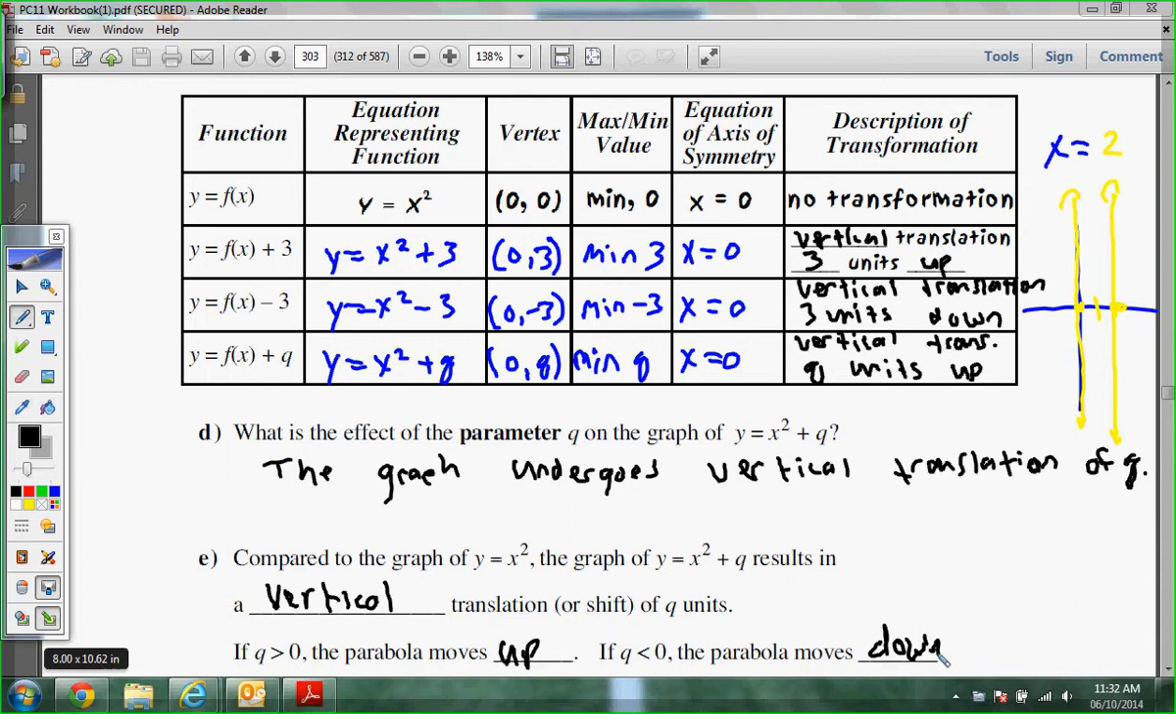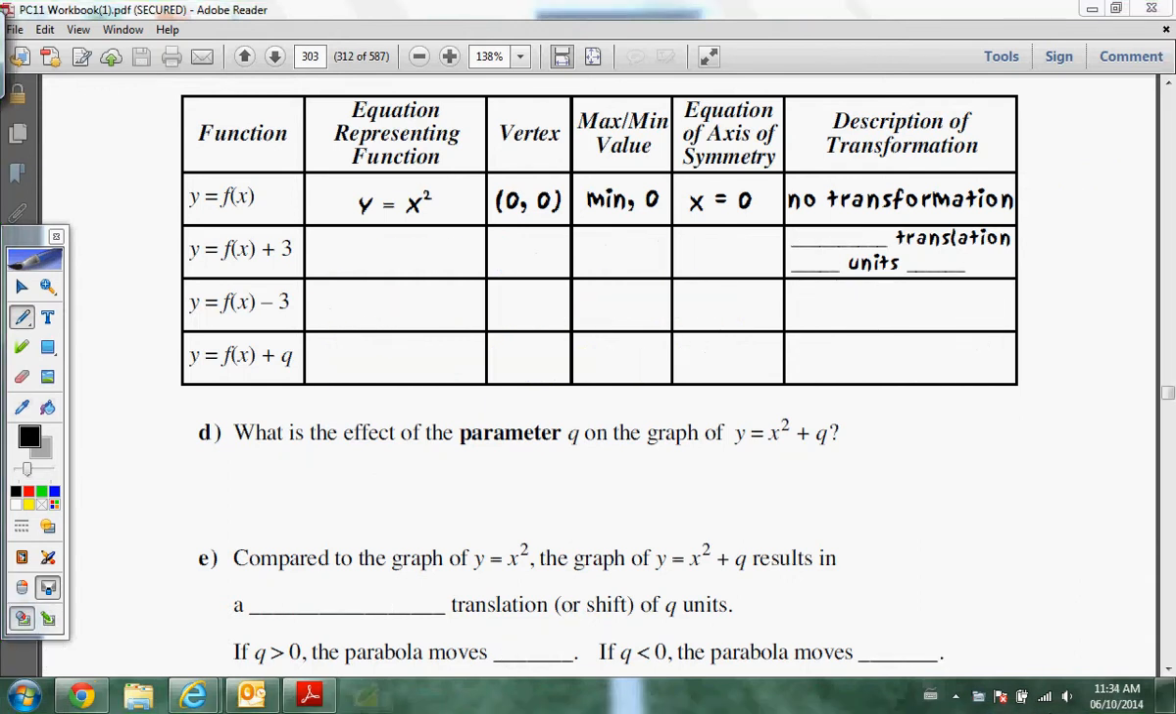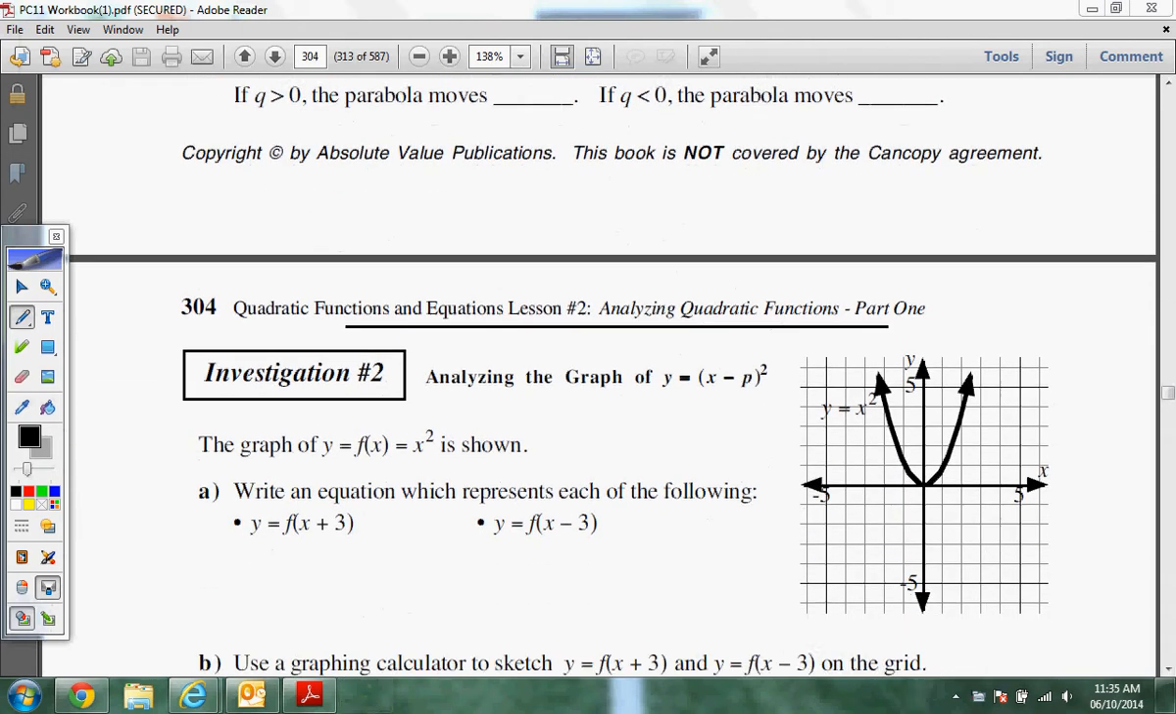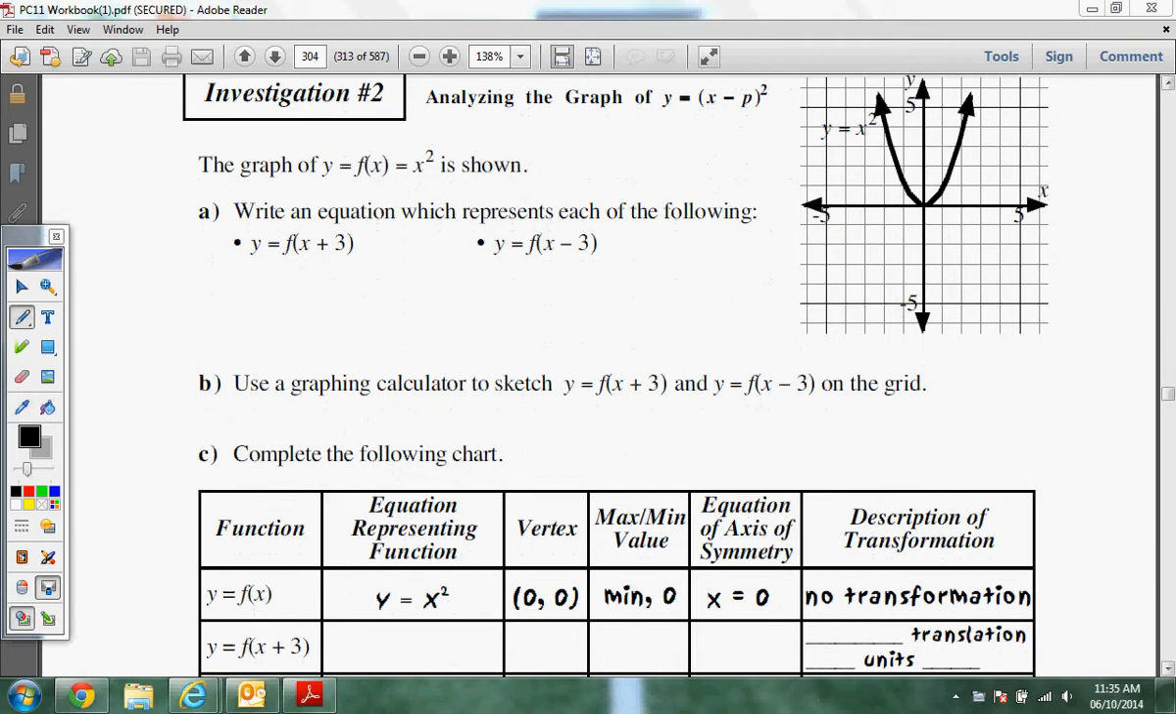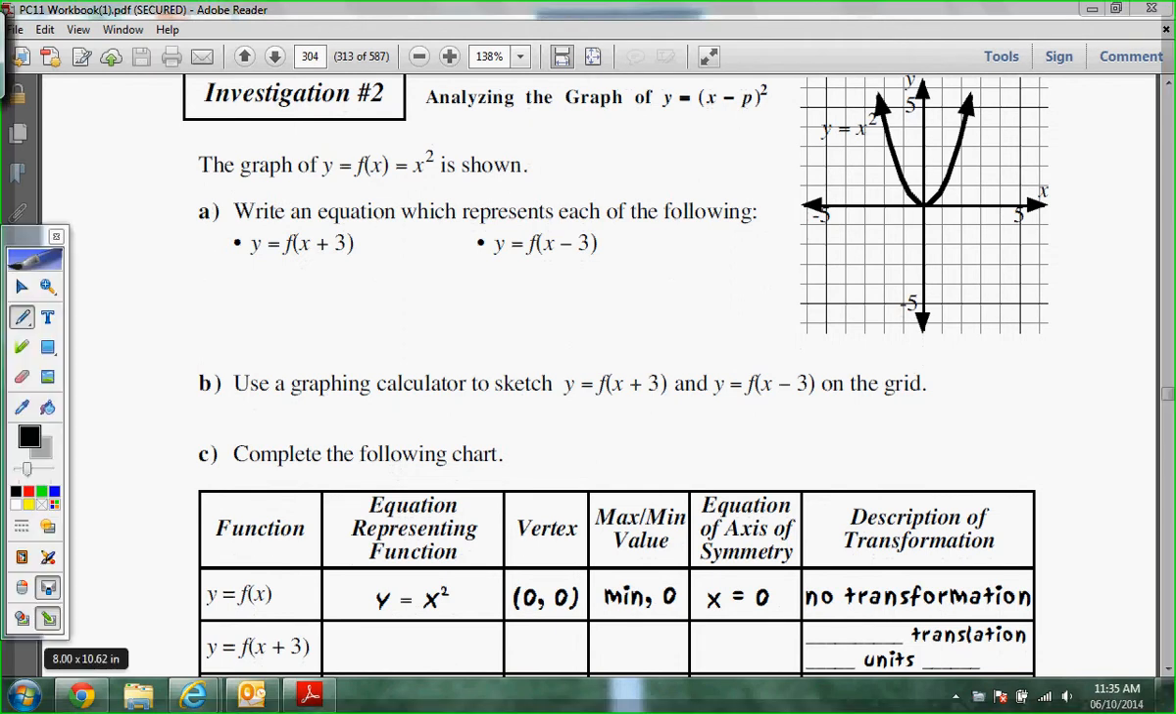Okay, let's go into investigation 2 here. It talks about left and right movement. Remember, this is all from standard form, so we're kind of building the standard form. All right, so looking at investigation 2, let's analyze the graph of y equals x minus p squared.